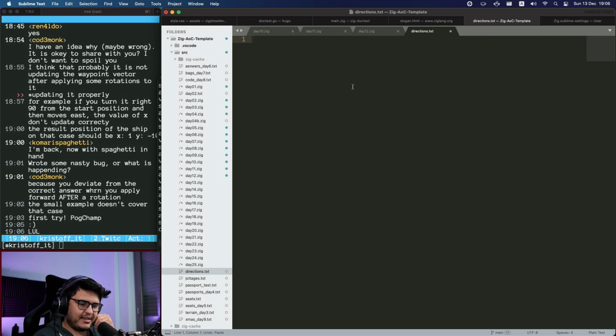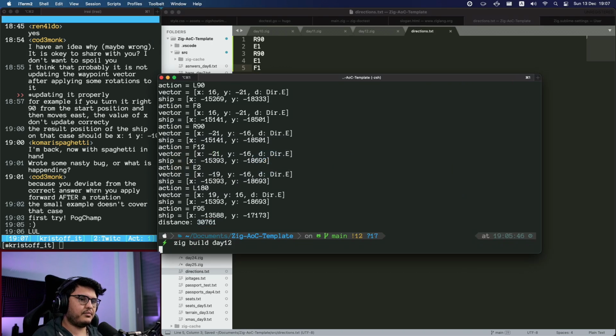So our sample case was R90 E1. R90 E1. Then what should happen if we do R90 again and E1 again? What should happen? We are like this. R90 E1 should move like this. E1 should shorten the 10. Is this happening now or not?